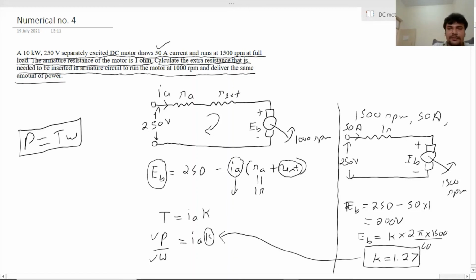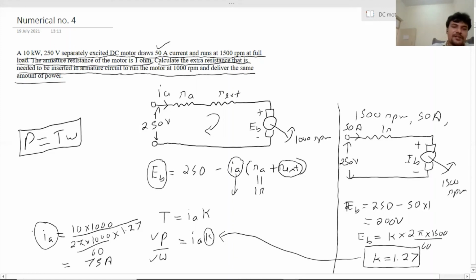So what will be the current? So current will come out to be P, that is 10 kilowatt, 10,000 divided by omega. Omega, the new omega, is 2 pi into 1000 divided by 60, and it should be divided by 1.27. So this will give you a current of 75 ampere. Okay, so your current is coming out to be 75 ampere.